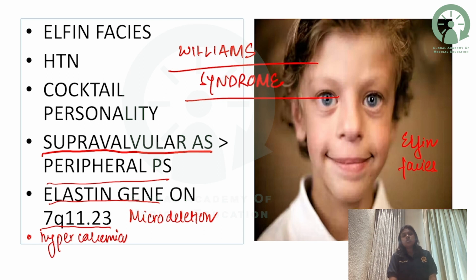Okay. So suppose you are given this type of picture and you are asked what is the most common cardiac lesion. You need to mark supravalvular aortic stenosis as the most common lesion that you get here.